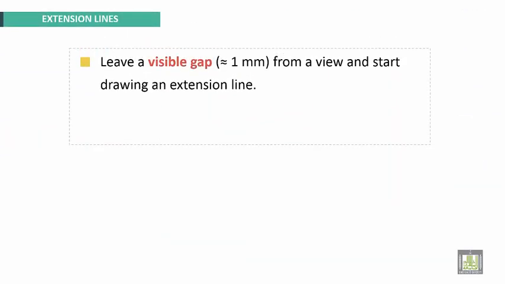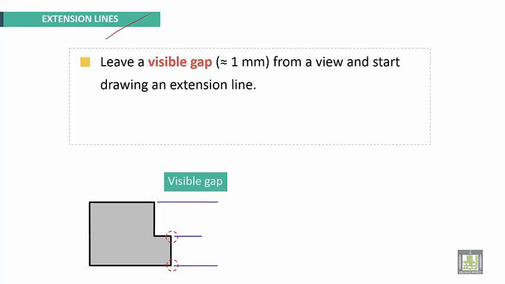Extension lines. Recommended practices for extension lines. Leave a visible gap about 1 millimeter from a view and start drawing an extension line. Here we have an example. We have to leave a visible gap about 1 millimeter between this drawing line, the extension line, and the object view.